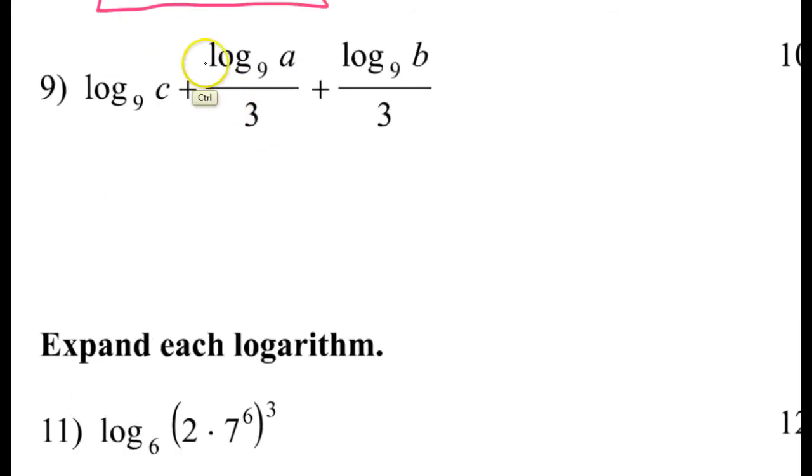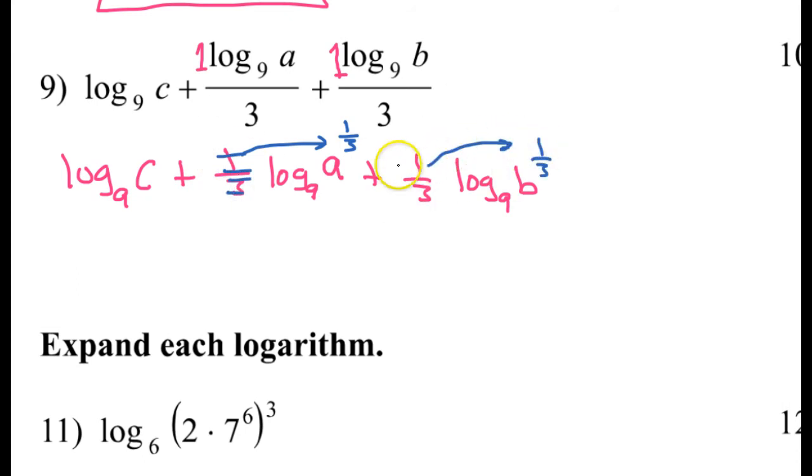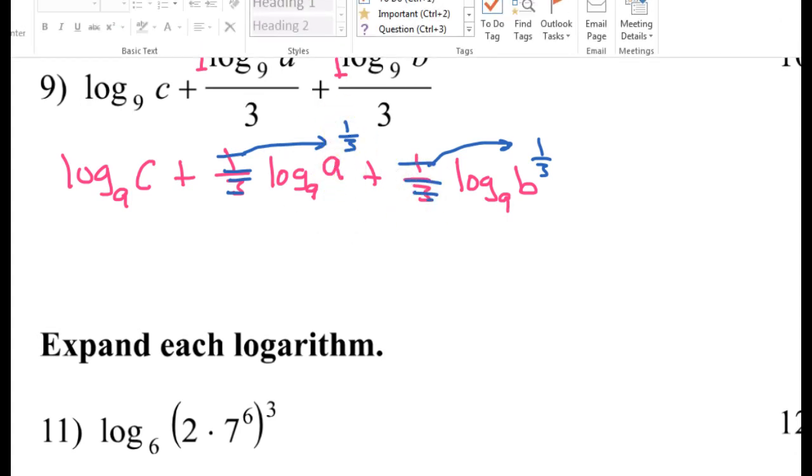For number 9, again, when I see divided by 3, I understand that this is the same thing as having a coefficient of 1/3. So I'm going to look at this as log base 9 of c plus 1/3 log base 9 of a plus 1/3 log base 9 of b. So then I will deal with these coefficients. So this will become a to the 1/3 power, and this will become b to the 1/3 power, because that's the power rule. But remember that the 1/3 power is the same thing as the cube root.